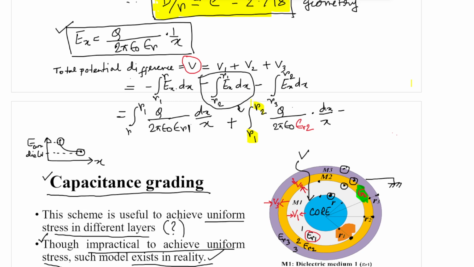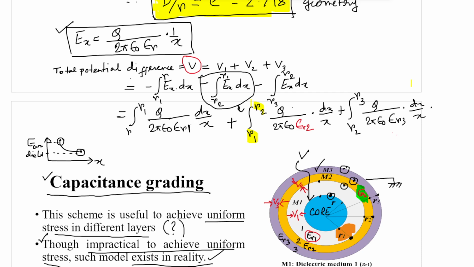And finally, we have the third expression. Similarly, if we remove the minus sign, the integration limit will change. It will become small r2 to small r3. The same expression, Q by 2 pi epsilon 0. This time it should be epsilon r3 because it denotes the third dielectric medium. So it will be dx by x.